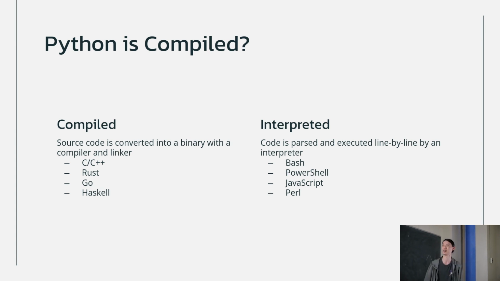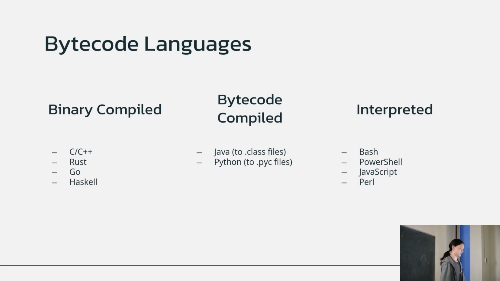So what do I mean by Python is compiled? Normally when we talk about compiled or interpreted languages, we say that compiled is source code that is converted into a binary using a compiler or linker, like C, C++, Rust, Go, or Haskell. And when we say a language is interpreted, we say that the code is parsed and executed line by line by an interpreter, like Bash, PowerShell, JavaScript, or Perl. You might have noticed I've purposefully not included Python in either of these lists, because Python actually sits in a really weird middle ground called bytecode compiled or transpiled languages.